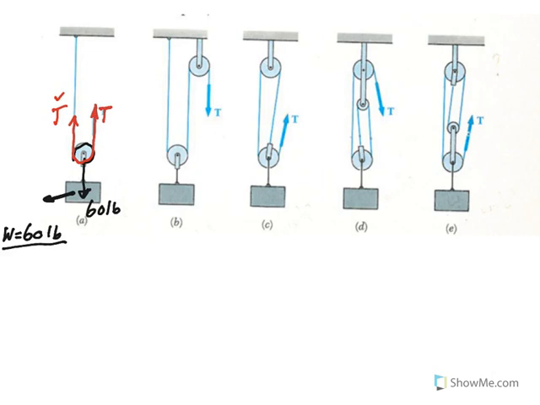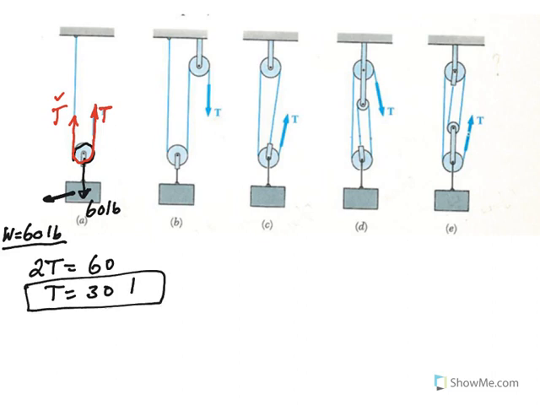So here, in this first case, we would have 2T, summing forces or balancing forces in the Y direction. Therefore, you only need 30 pounds to keep this in equilibrium. So this is A.